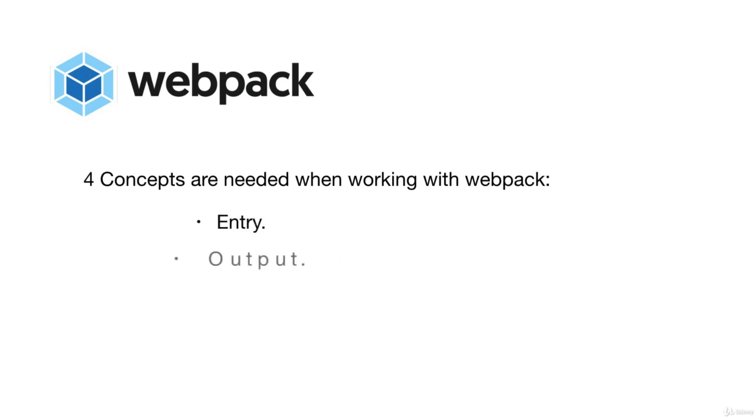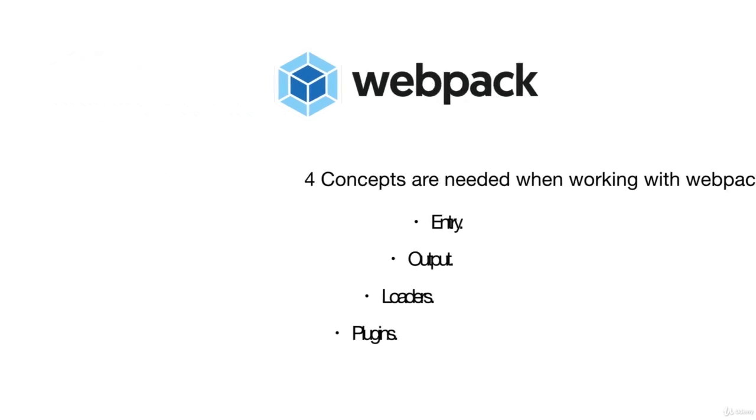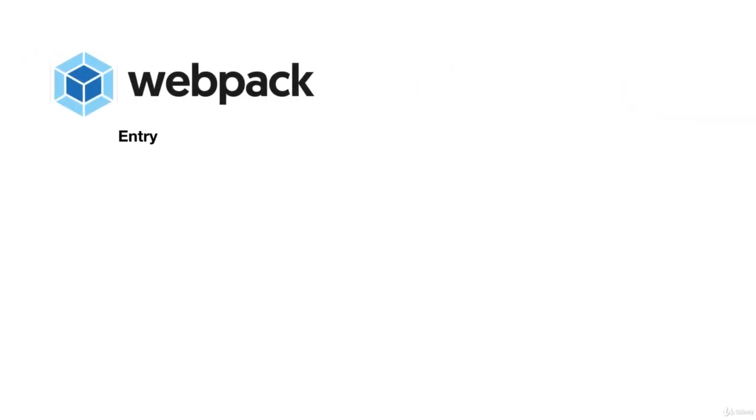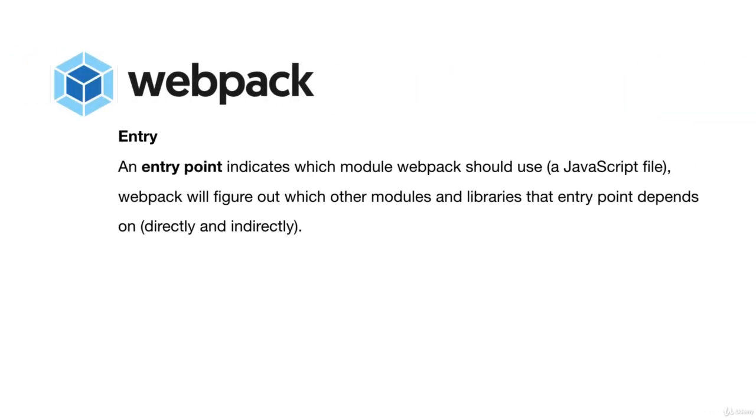The first one is the entry. The second one is the output. We're going to see what is loaders and also plugins. So first, let's see what is an entry. An entry point indicates which module webpack is going to use. Normally it's a JavaScript file. Webpack will figure out which other modules and libraries that entry point depends on directly or indirectly.